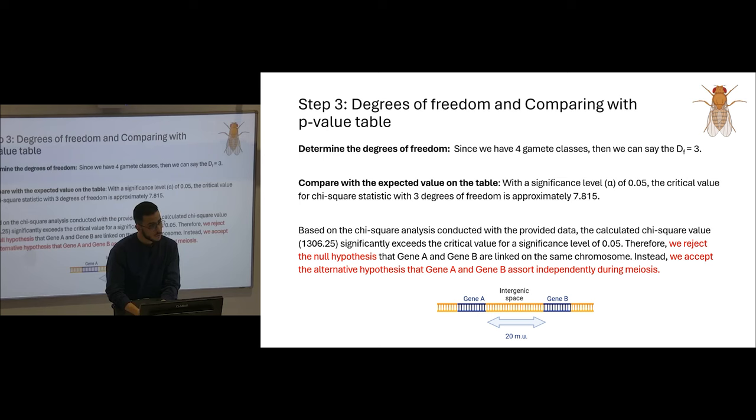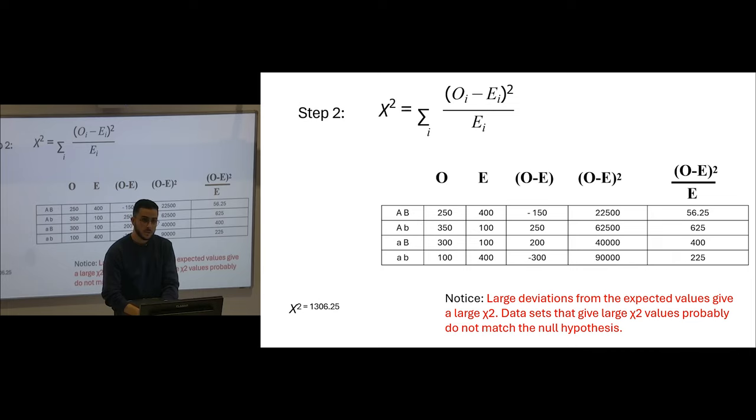So if it was trans configuration, that's a very good question. That means the expected, so trans configuration means on one side you have big A, small b, and on the other you have small a, big b. So then the parental would be big A, small b, or small a, big B. So these would be the parental. So you would have an expected of 400 here, 400 here, and then 100, and the last 100. Okay? Good. If you had three genes, the table gets bigger. You can see that, right?